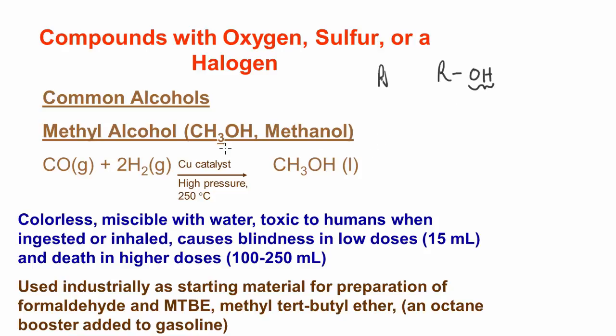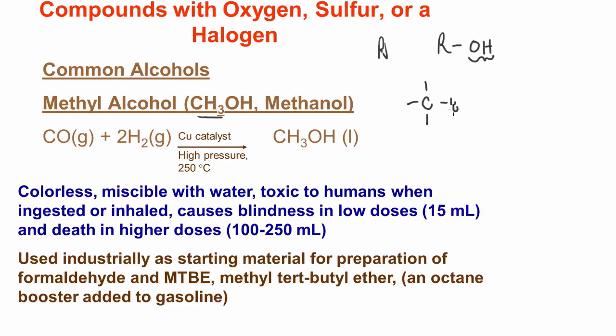The first one is called methanol or methyl alcohol. And here's the formula right here, but let me go ahead and draw the structure here. And it looks like this. So we have a carbon atom, in this case bonded to 3 hydrogens, and the hydroxyl group here. So a little bit about methanol.